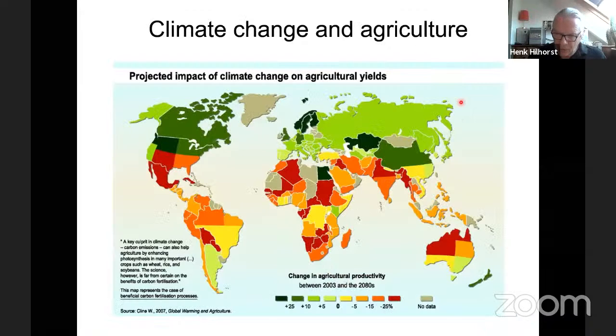Now, I want to end my lecture with a few words on climate change and agriculture. I'm sure all of you have seen these maps, the projected impact of climate change on agricultural yields.